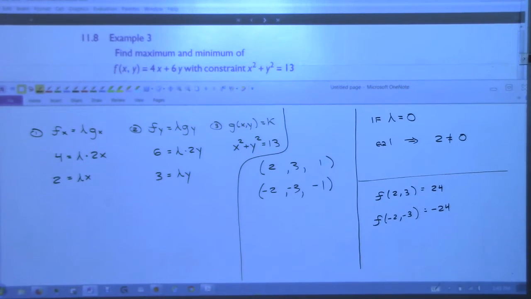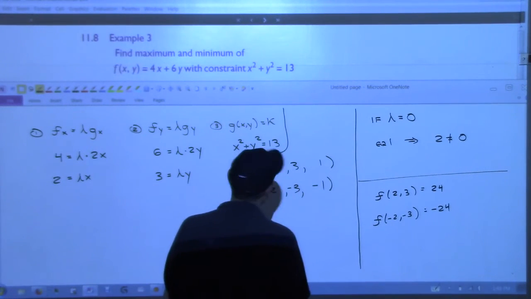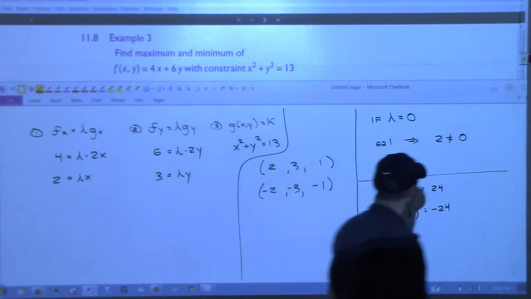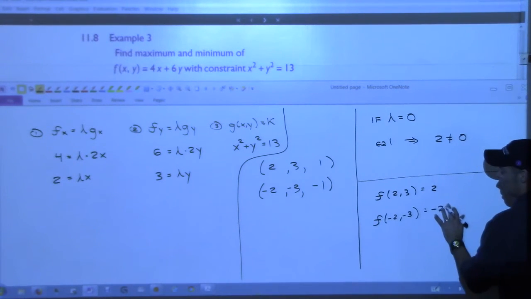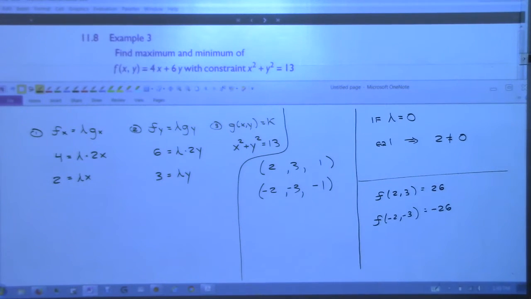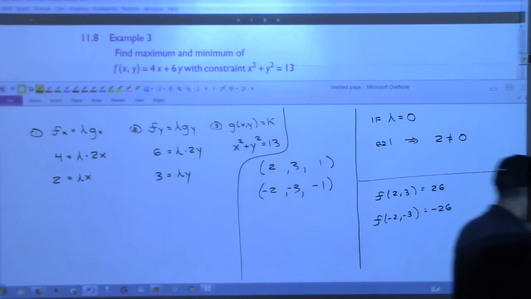So the maximum value of this function constrained to this, did I mess it up? Okay, whatever. What did I say? 4 times 2 is 8 plus 18. Yeah, I don't know. I told you all arithmetic, I just don't, something about my brain, once it gets to arithmetic, it truly doesn't care anymore. I don't know what it is. All right.